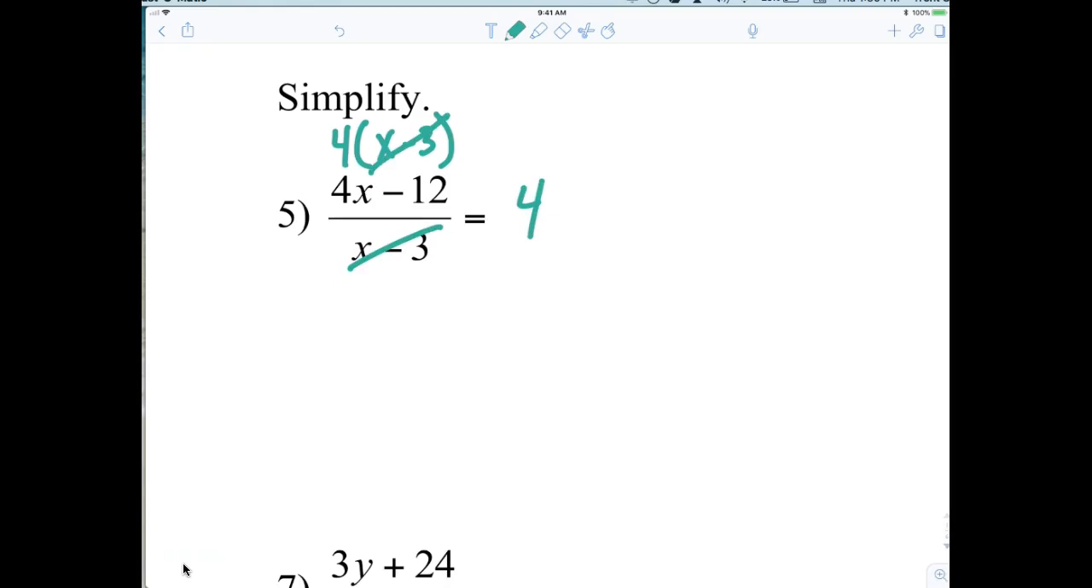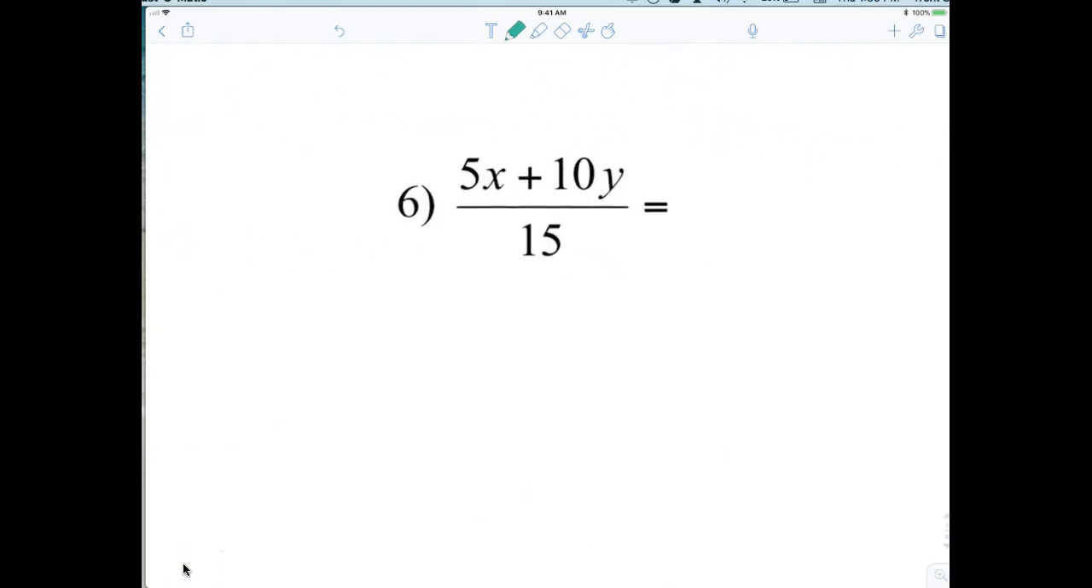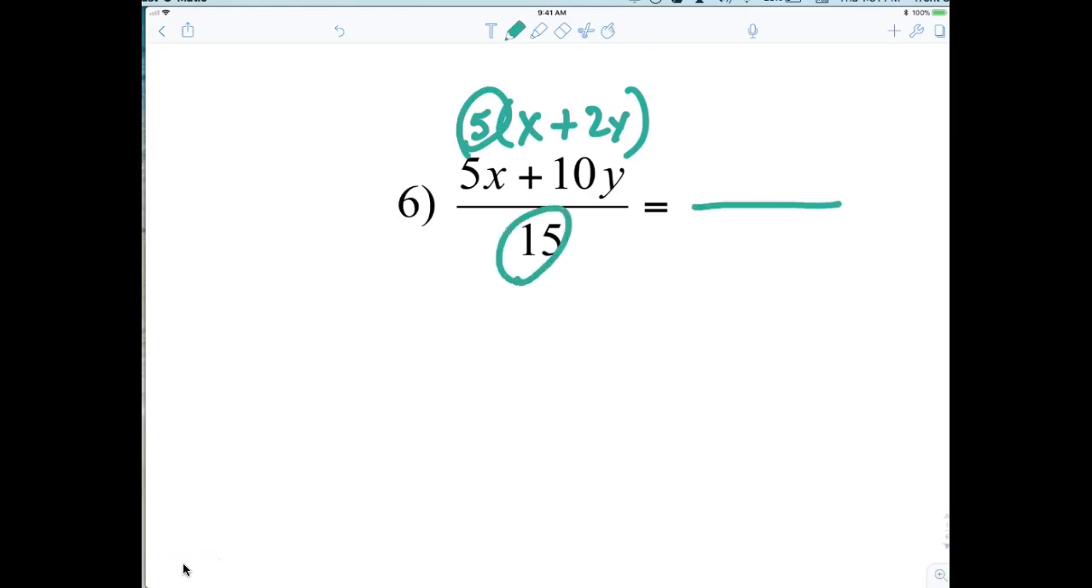All right, question number 6. GCF again, we're taking out a 5. 5 parentheses x plus 2y, right? And now we can reduce the 5 and reduce the 15. So your final answer is x plus 2y over 3.